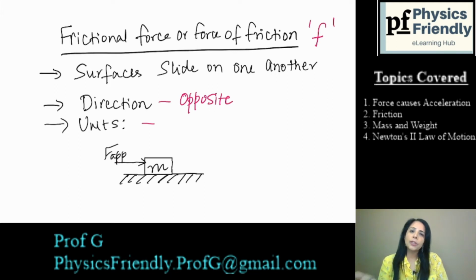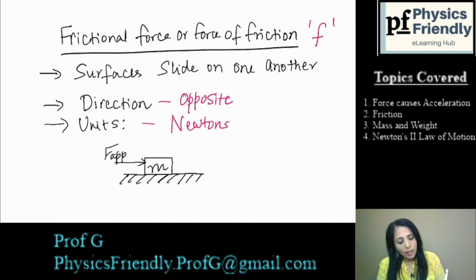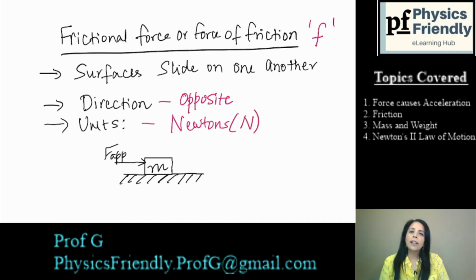Units: since frictional force is a type of force, the SI unit is going to be newtons. Capital N is what we use for newtons. So for example, frictional force can be 10 Newton. Right? So let's take an example where we have an object of mass m. Let's say this applied force is, I'm going to still take 10 Newtons. So applied force is 10 Newtons.